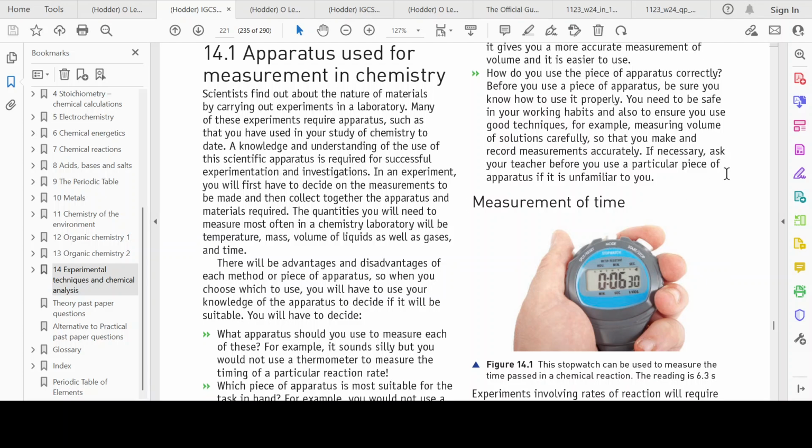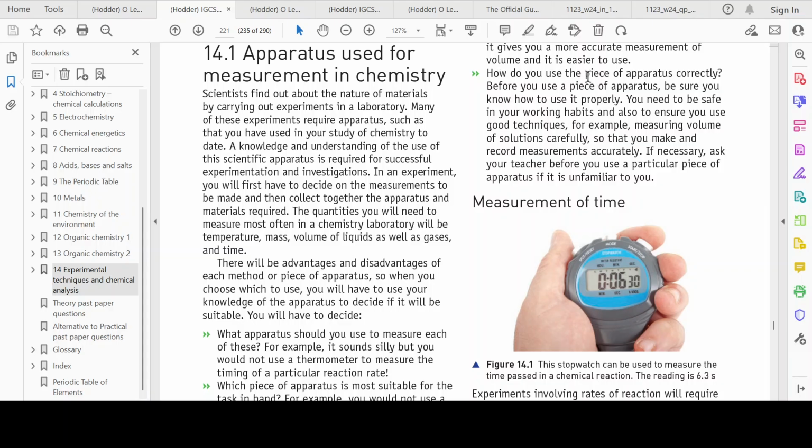Just because something is used to measure volume doesn't mean you pick out anything. Even in that, you need to be thoughtful about whether I'm going to use a measuring cylinder or a gas syringe or a beaker or a conical flask or pipette or burette or something.